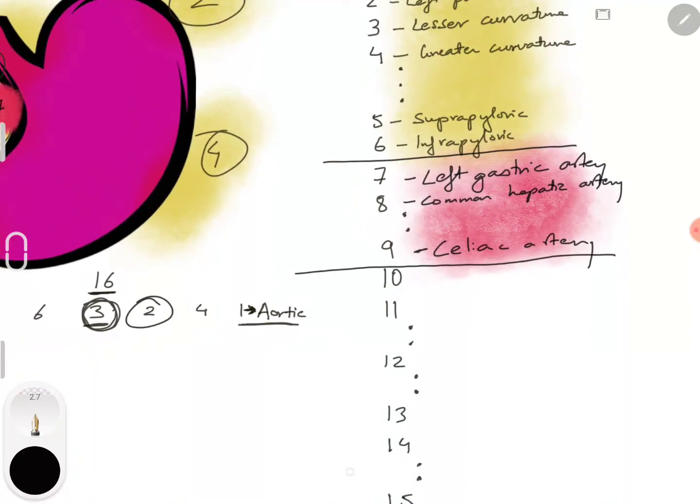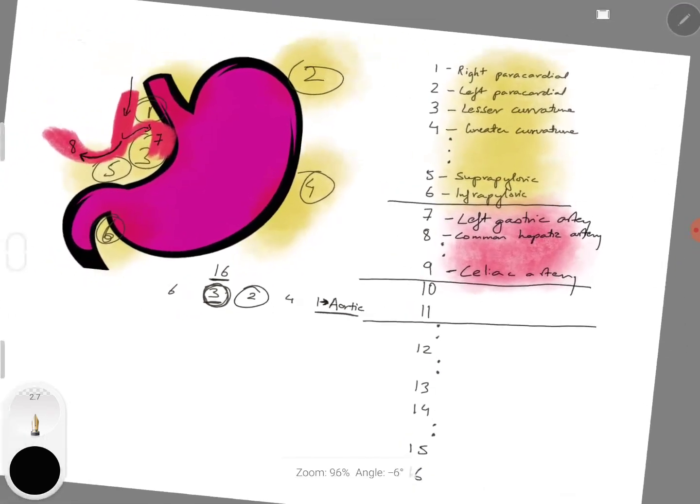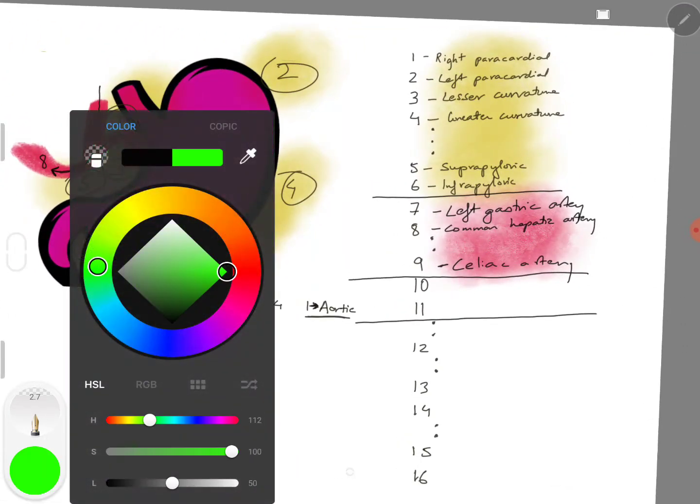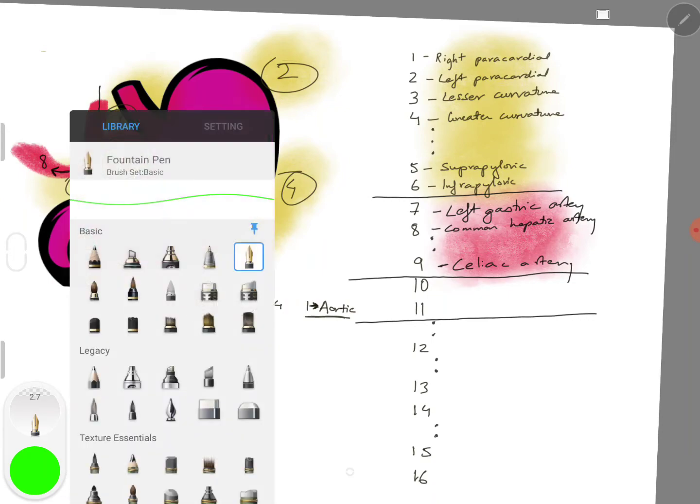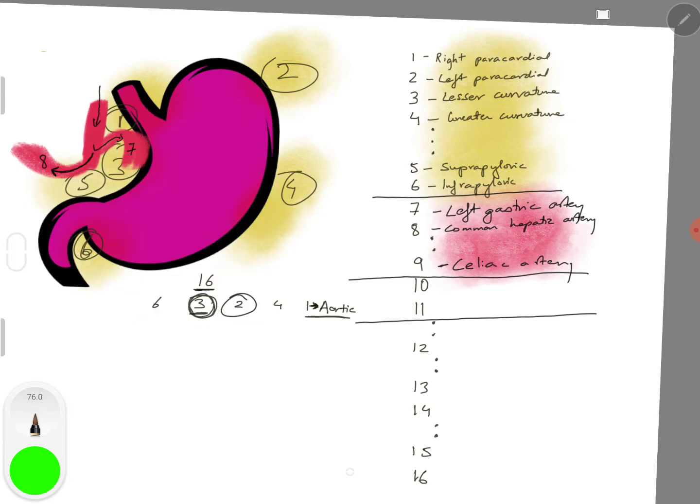Next group is of two stations, so 10 and 11. This group is related to spleen. We have the splenic artery. It's a schematic diagram, so don't mind that my splenic artery is not connected with the celiac artery. And we have the spleen over here.